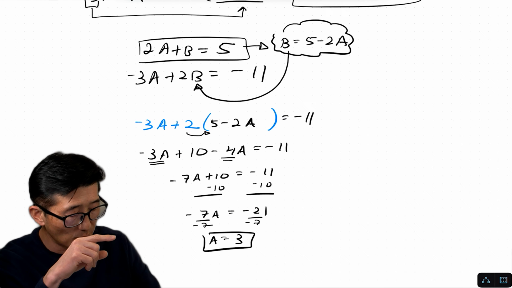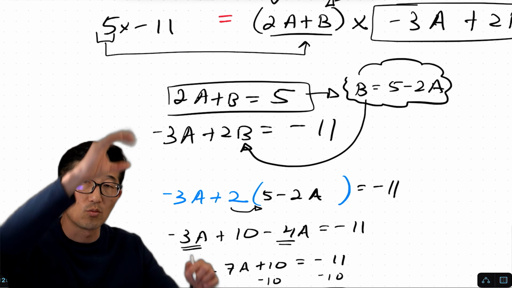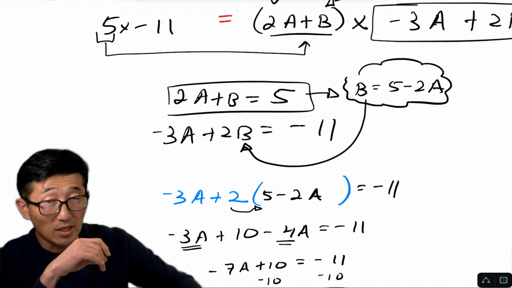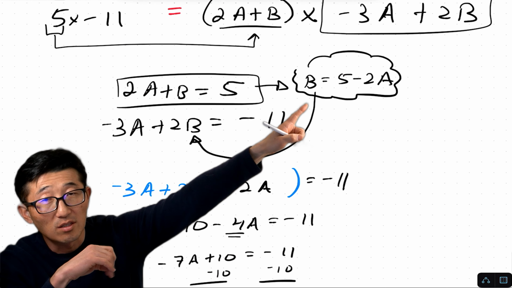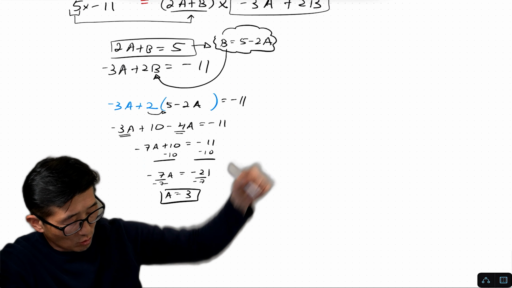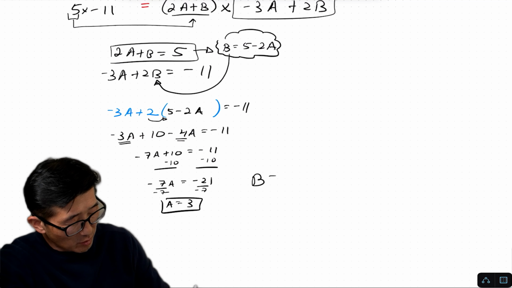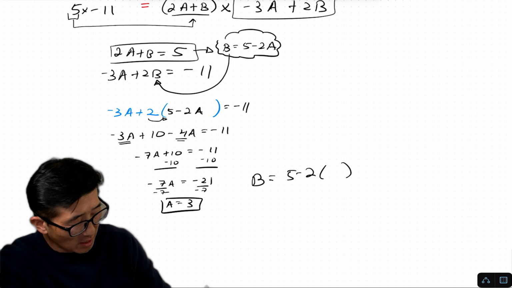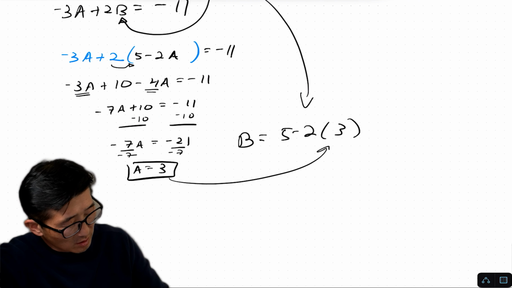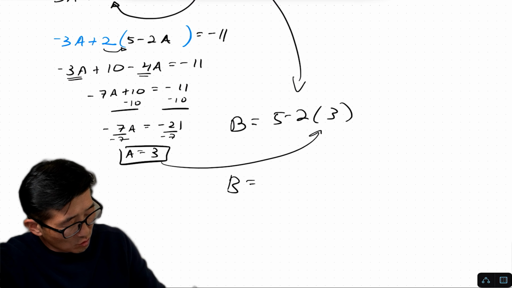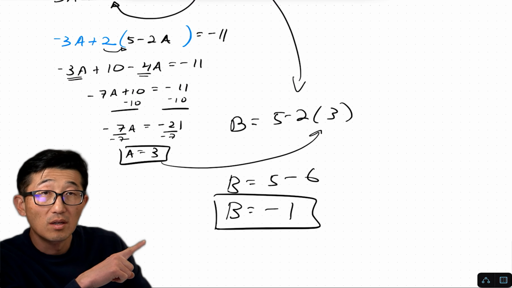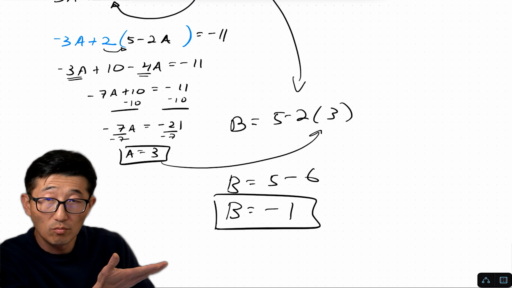We just go back to the top, and we can choose any one. You can choose the top one or the bottom one. But guess what? I'm going to choose this one because it's already set to b, right? So b equals 5 minus 2 times 3. So now b is equal to 5 minus 6. So b is equal to negative 1. Okay, so we're done.